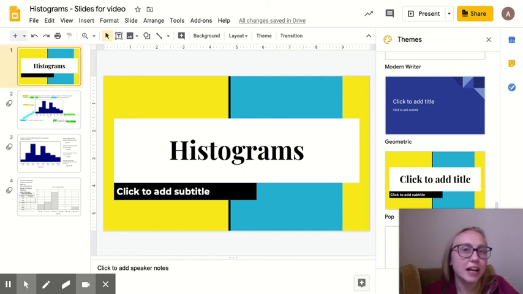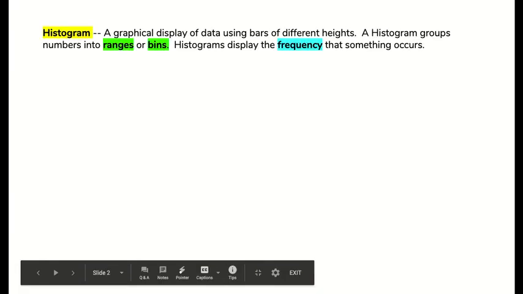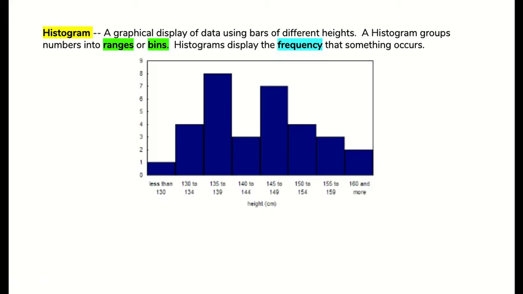Today we're going to be learning about another way that we can visually represent data, and that is using something called a histogram. So follow along to this presentation. A histogram is a way that we can organize data using bars of different heights, and we're going to see what that looks like in this example.